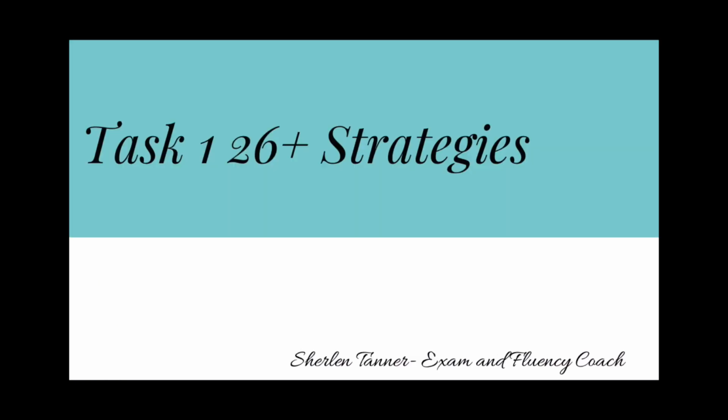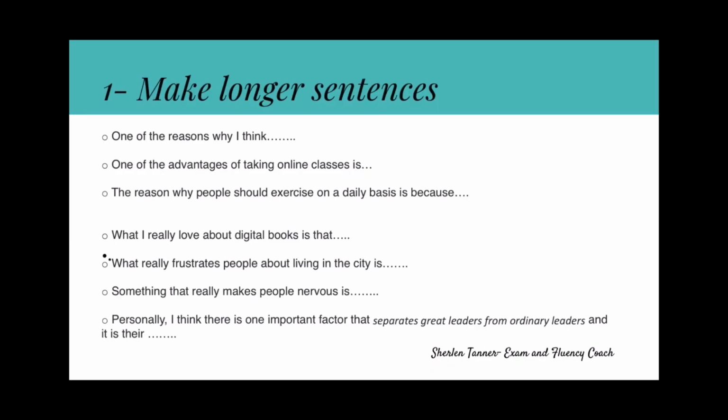From Task 1, 2, 6 plus strategies. 1. Make longer sentences. Like: one of the reasons why I think; one of the advantages of taking online classes is; the reason why people should exercise on a daily basis is because; what I really love about digital books is that; what really frustrates people about living in the city is; something that really makes people nervous is; personally, I think there's one important factor that separates great leaders from ordinary leaders, and it is there.